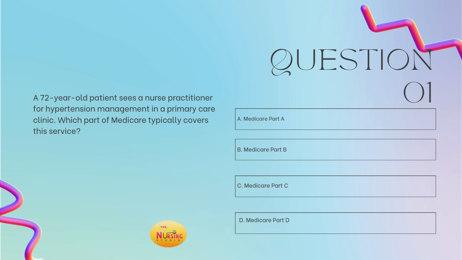All right, so I always recommend reading the stem of the question first, as it allows you to slow down to ensure you're answering what is even being asked of you. So here, the stem of the question states, which part of Medicare typically covers this service? So what services are we talking about? So we have a 72-year-old patient who sees a nurse practitioner for hypertension management in a primary care clinic. Y'all, the best answer is B. Remember that Medicare Part B covers your typical outpatient needs.